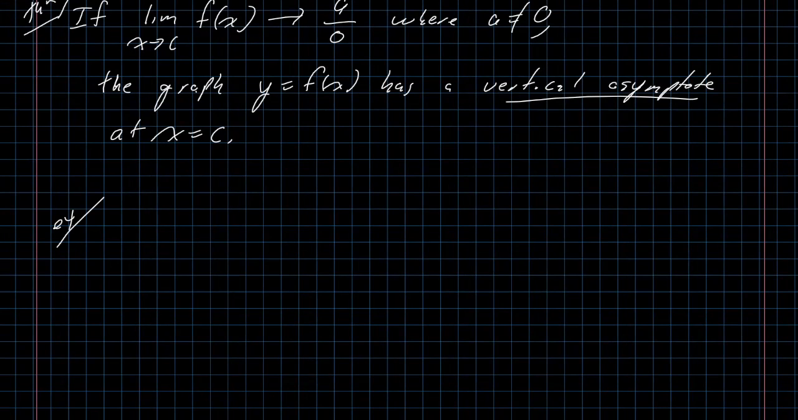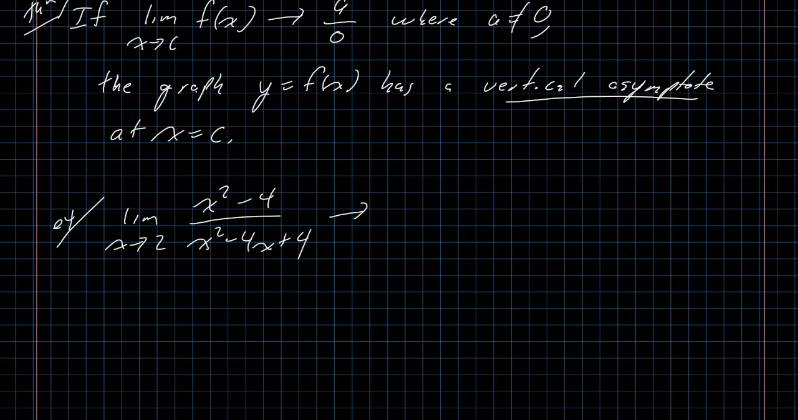So for example, if I'm taking the limit as x approaches 2 of x squared minus 4 over x squared minus 4x plus 4, you can see if you try to evaluate when x is 2, you'll get in the numerator 2 squared, which is 4. 4 minus 4 is 0. In the denominator, we get 2 squared is 4. 4 times 2 is 8. 4 minus 8 plus 4 is 0.